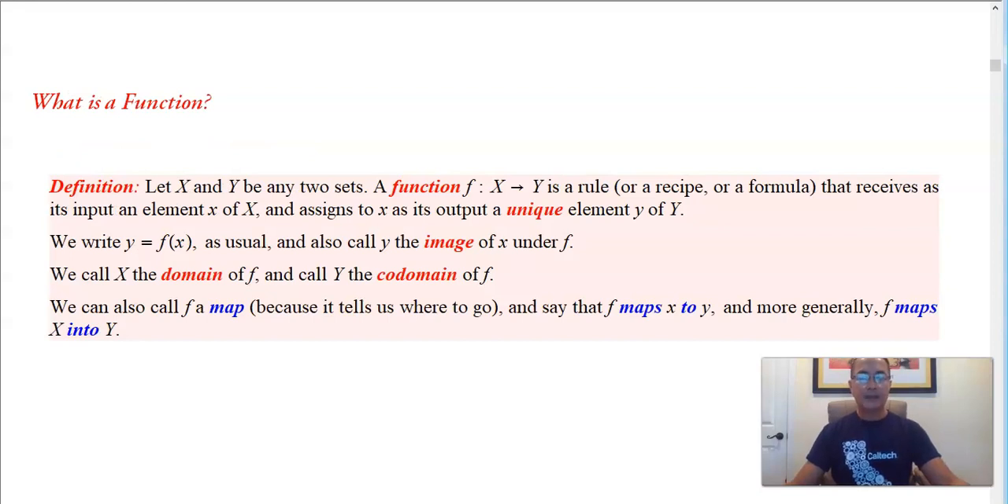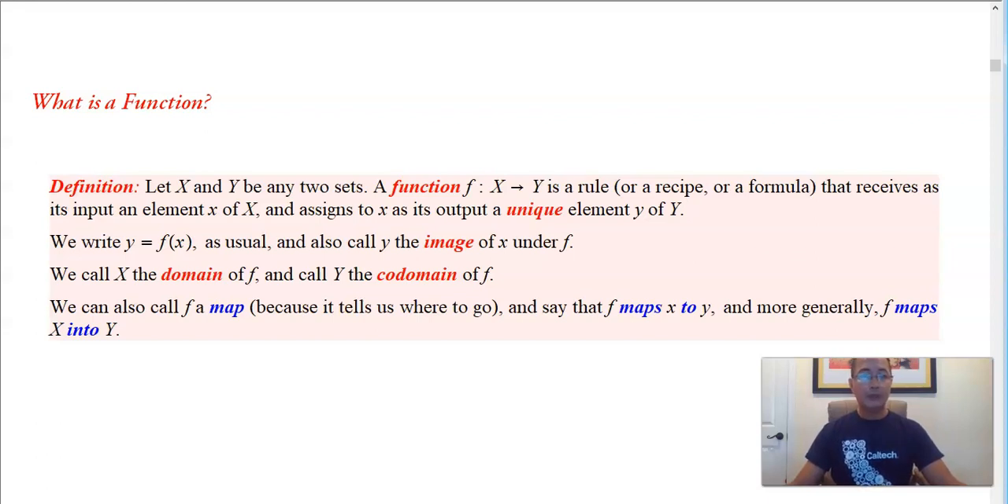Now, a linear transformation is a function, but of course, we're going to input into our functions vectors instead of scalars or numbers. So let's first generalize the concept of a function. Exactly what is a function in general in mathematics? So we start with two sets, X and Y. A function f from X to Y is a rule or a recipe or a formula that receives as its input an element little x of the set capital X and assigns to little x as its output a unique element little y of capital Y.